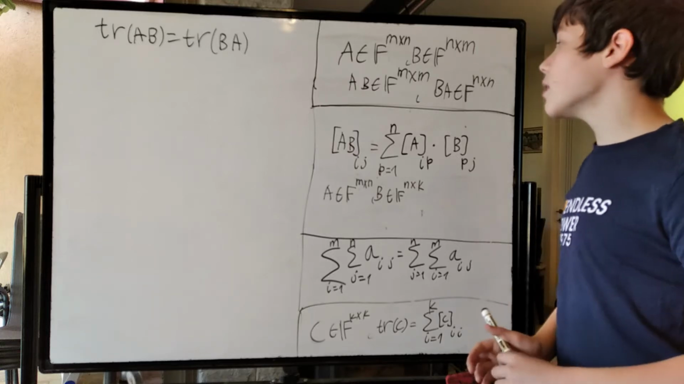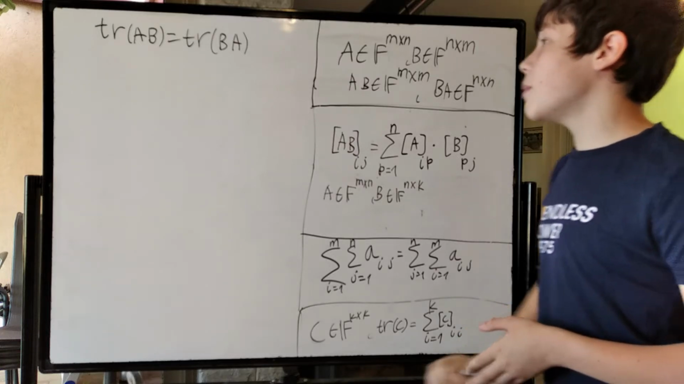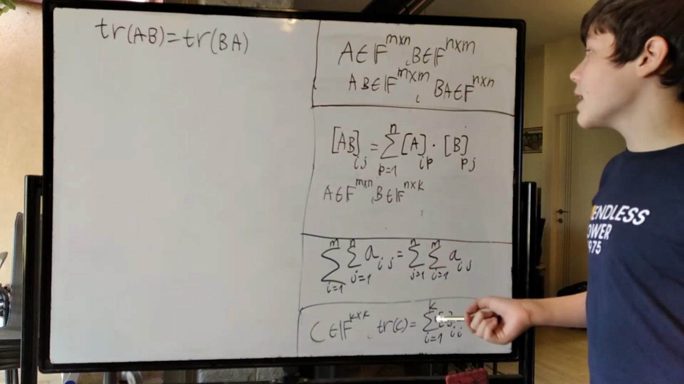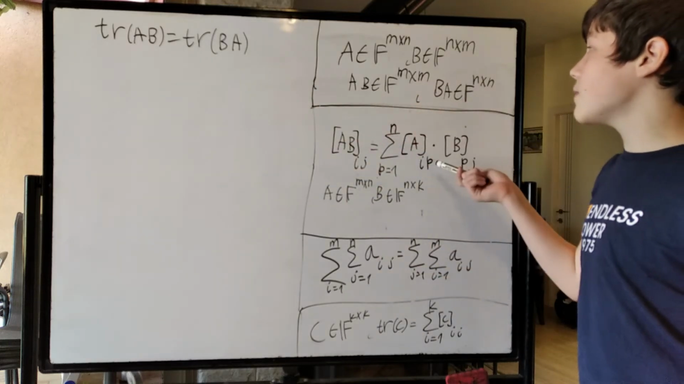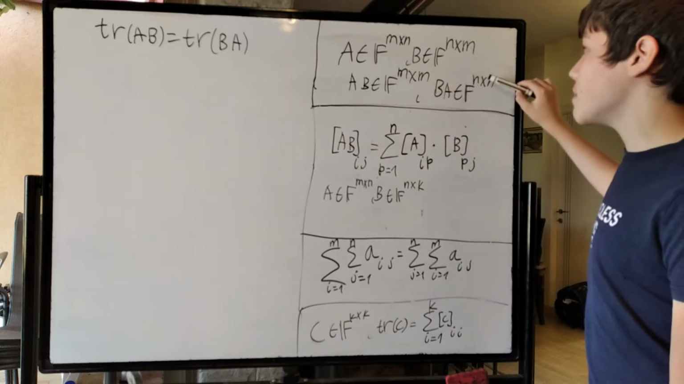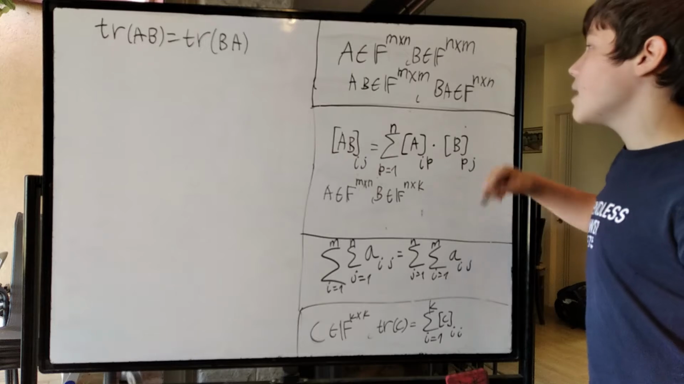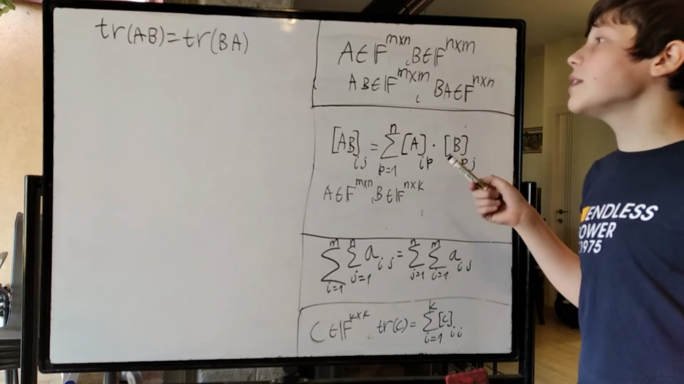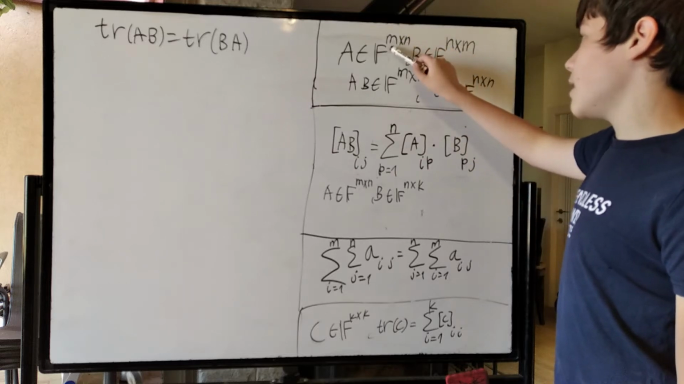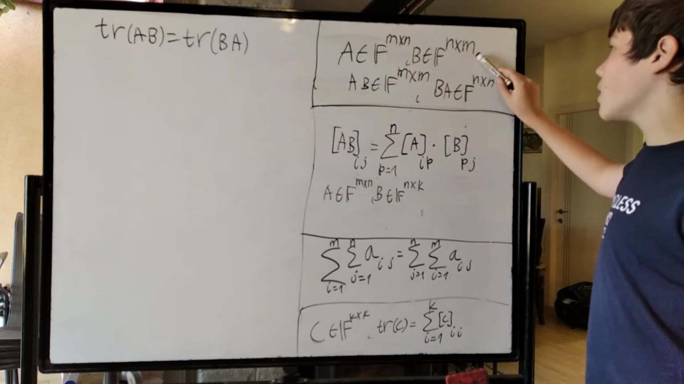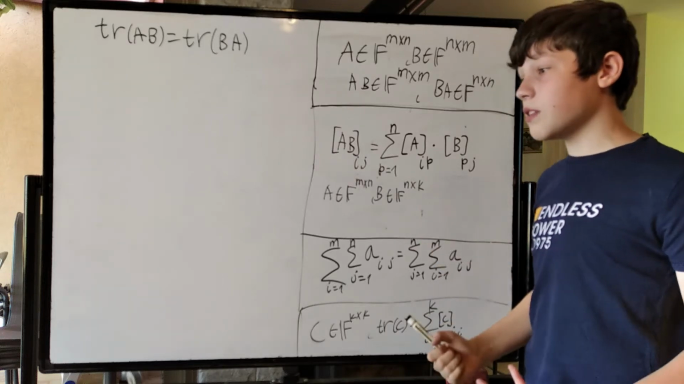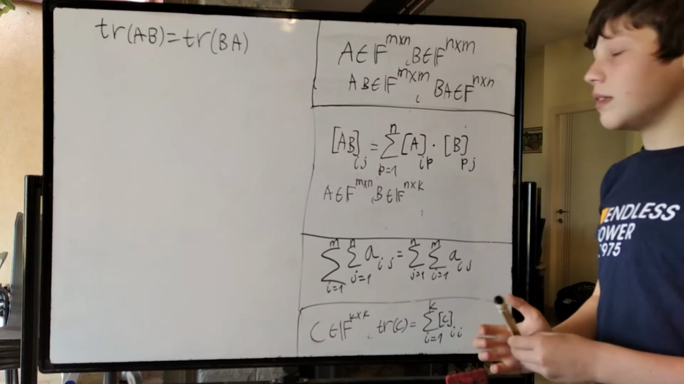Another thing that we need is that both A times B and B times A are defined. If A times B is defined, then the number of columns in A is equal to the number of rows in B, that's n and n. And if B times A is defined, which it needs to be, then the number of rows in A needs to equal the number of columns in B, m and m. So in both cases, what we need to be defined is defined.